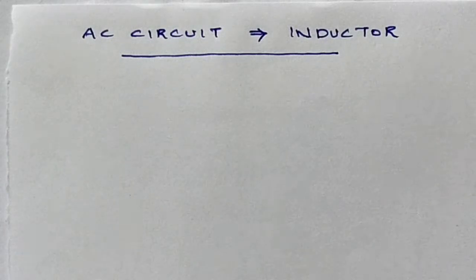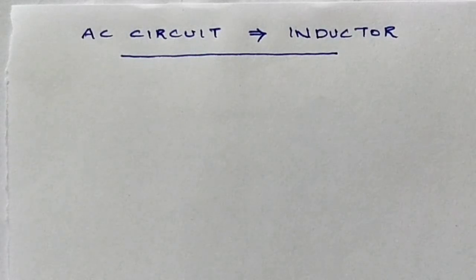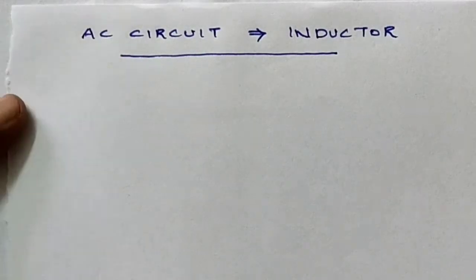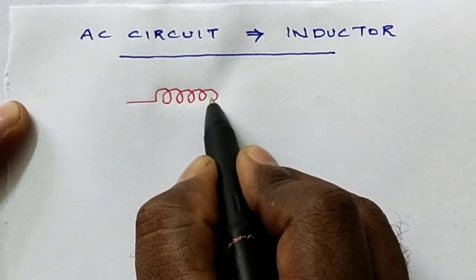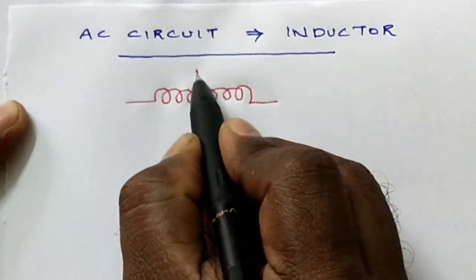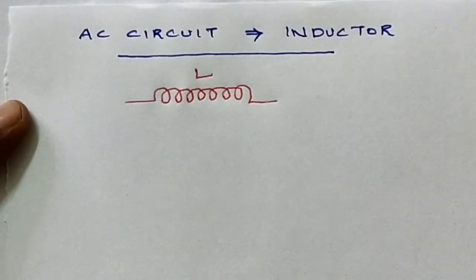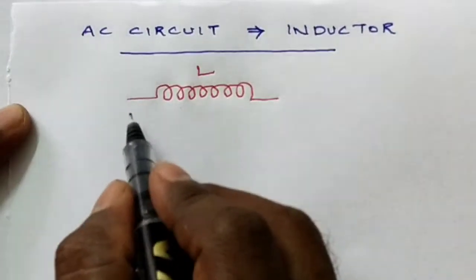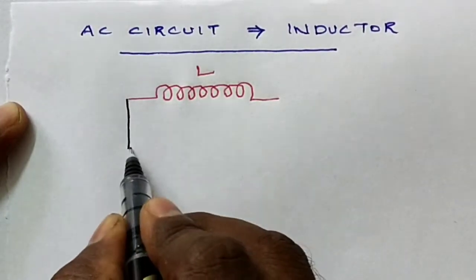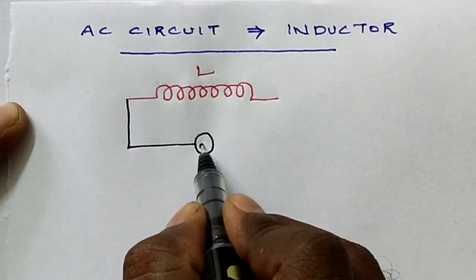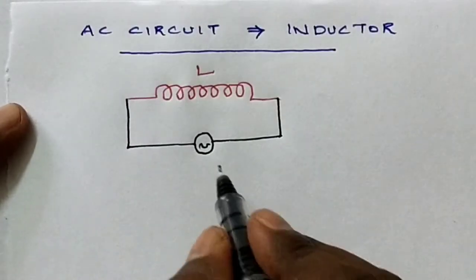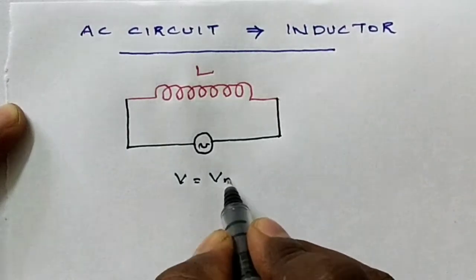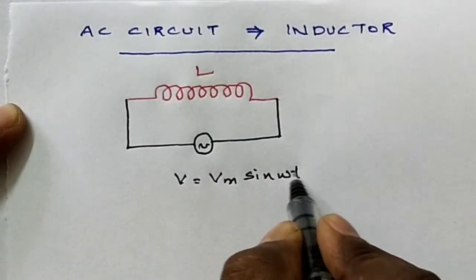Now moving to the next topic, that is the AC circuit containing only an inductor. Consider a circuit containing a pure inductor of inductance L, connected across an alternating voltage source. The source produces the instantaneous alternating voltage V equal to Vm sin omega t.